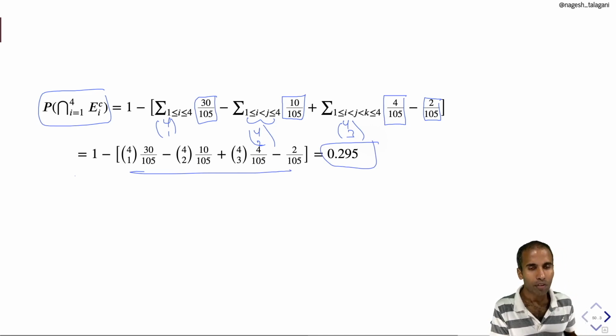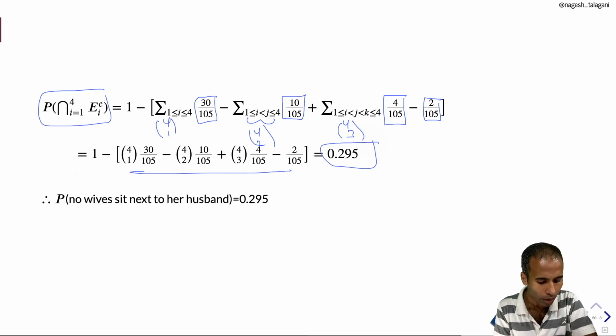Just feel free to verify this. Therefore, the probability that no wife sits next to her husband equals 0.295.